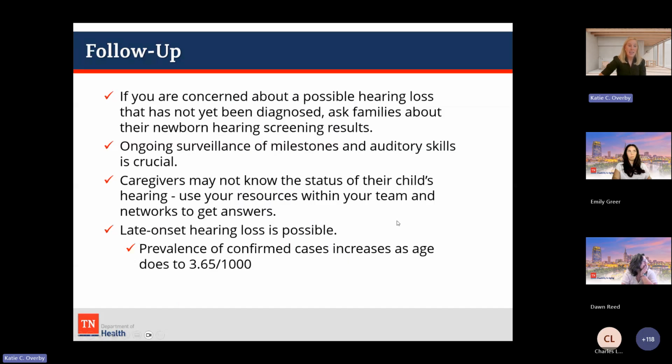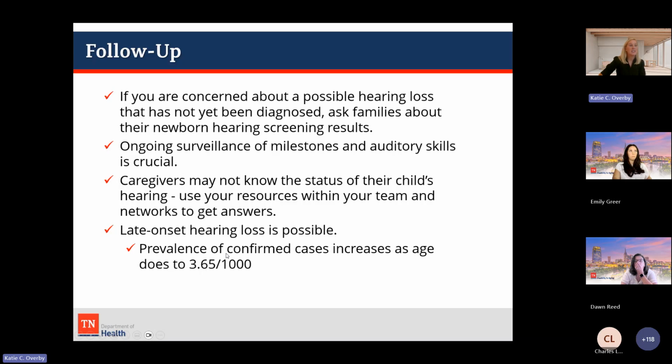So all of this, if you're concerned about hearing loss, ask families, hey, do you have your newborn hearing screening? Did they pass? Did they pass both ears? If they don't know the status of their child's hearing, use your resources, reach out to people on the team. Do we know for a fact that this child has passed their hearing screening and we don't have concerns?